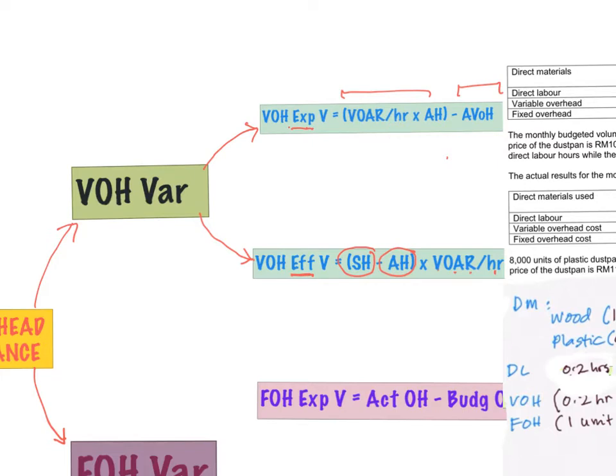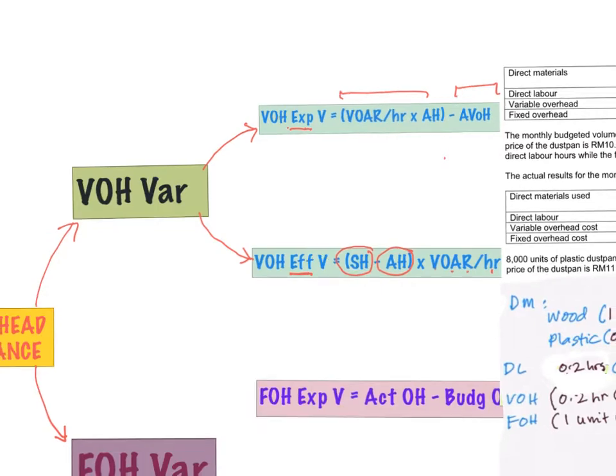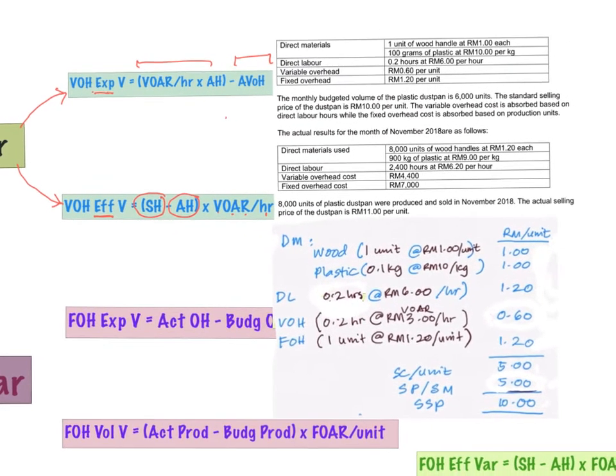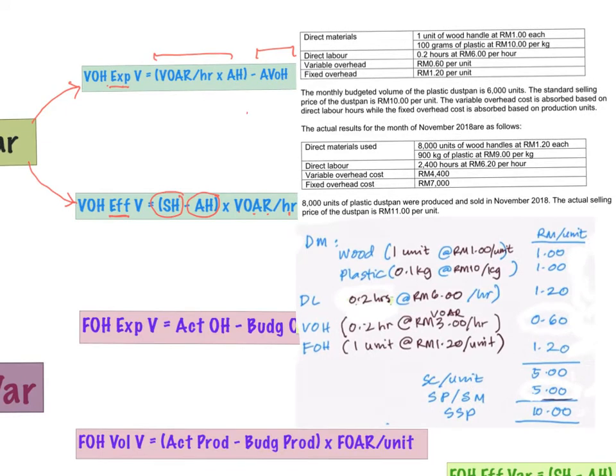Okay, we are going to look at an example of how to calculate the variable overhead expenditure variance and also the variable overhead efficiency variance. We are going to refer to this example here. So let's calculate the variable overhead expenditure variance first. We are still going to use the same question that we used for the direct material and direct labor variance. So this is the standard cost card that we have derived from this question. Alright, so we are going to focus more on the variable overhead.